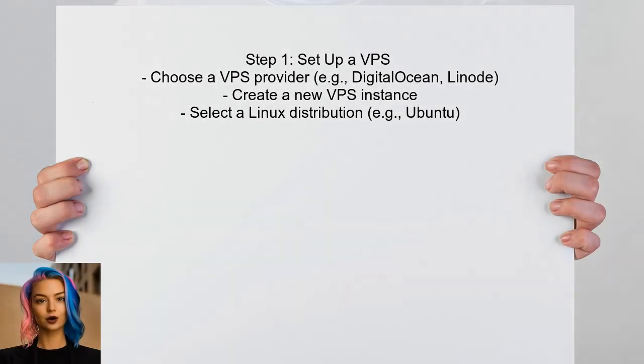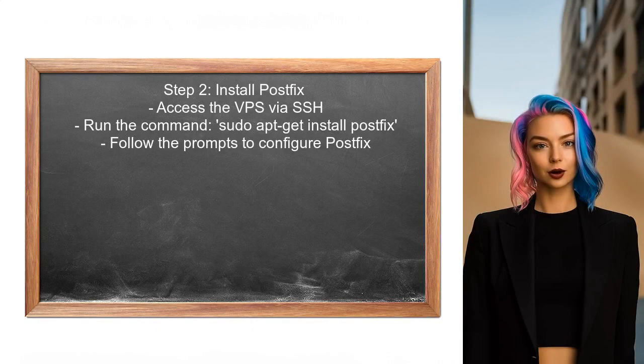To begin implementing the ultimate sender, the user should first set up a virtual private server, or VPS. This will be the foundation for hosting the postfix server. Next, the user needs to install postfix on their VPS. This can be done by accessing the server via SSH and running the appropriate installation commands.